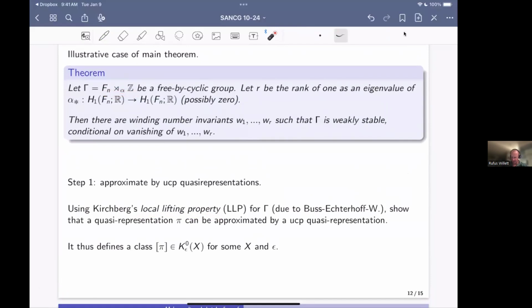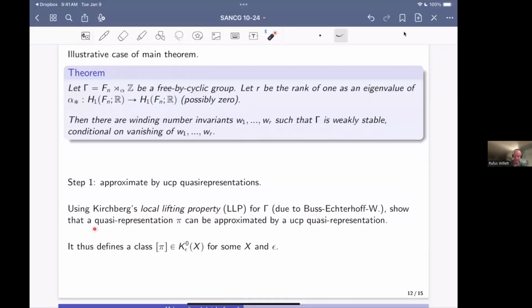For this particular group, the fact that it has the local lifting property, whatever that is from technical C-star algebra, is due to our students Booth, Siegfried, Hoff, and myself. And we'll show that that shows that any quasi-representation pi can be approximated by a UCP quasi-representation. That's almost equivalent to, well, it's equivalent to a special case of the local lifting property.